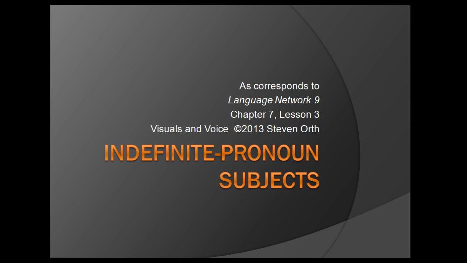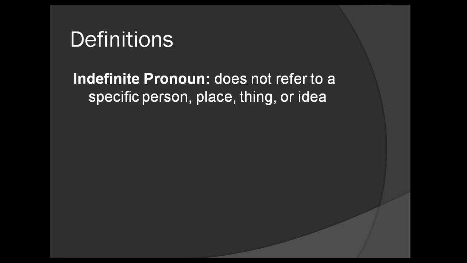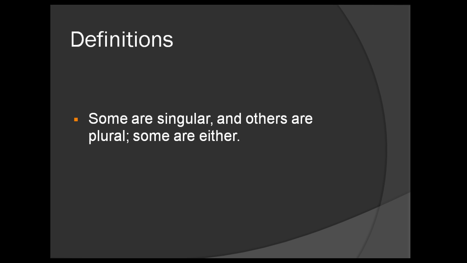Continuing our look at subject-verb agreement, this time with the always tricky indefinite pronouns as simple subjects. Let's revisit what an indefinite pronoun is. This is a pronoun that doesn't refer to a specific person, place, thing, or idea. Some of these are singular and others are plural. Some, a small handful, can be either singular or plural.